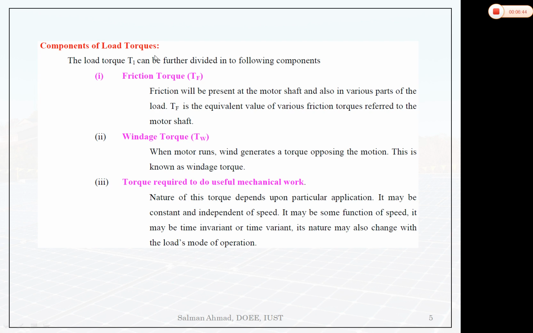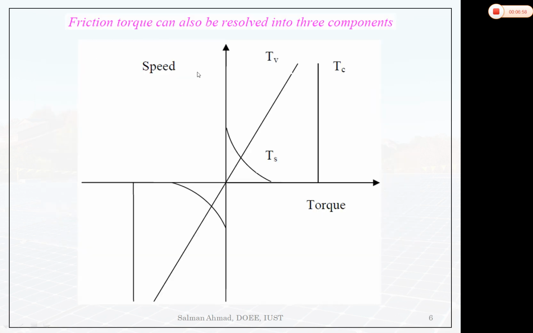So the load torque has three different components: friction torque, windage torque, and the torque required to do useful mechanical work. Again, friction torque will be classified into three different components. So this is the friction torque. We have three different components. One is TS, that is called static friction. Then we have one friction that is constant, where the value of the torque is constant, and this we call Coulomb friction. Then we have TV, that we call viscous friction.